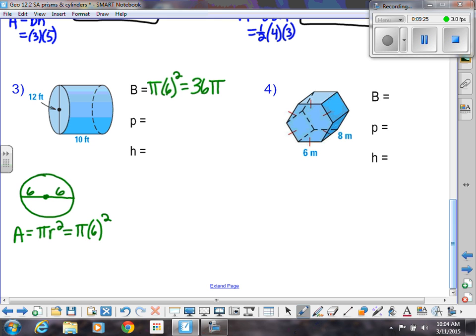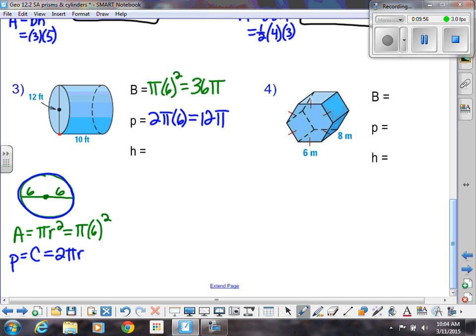All right, so for P, the perimeter. Now for perimeter of a circle, remember we don't call it perimeter, we call it circumference. And that formula is 2 pi r. So for perimeter, we're going to be doing 2 times pi times my radius, which is 6. So that's going to give me 12 pi. Remember, perimeter is the distance around. So that's the circumference.